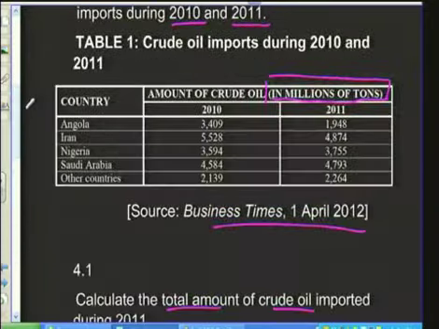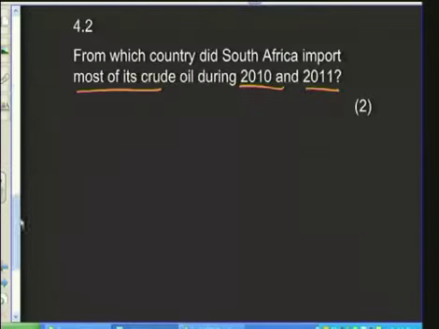Right, from which country did South Africa import most of its crude oil during 2010 and 2011? So we're looking at the country with the most. Let's go through 2010, where was the most? Our most was from that country, we're comparing 5,5 to 4,5. And in 2011, where was our most? Our most was that country, 4,8 to 4,7. So clearly they're the same country. Brilliant. So it means that they imported both from Iran.